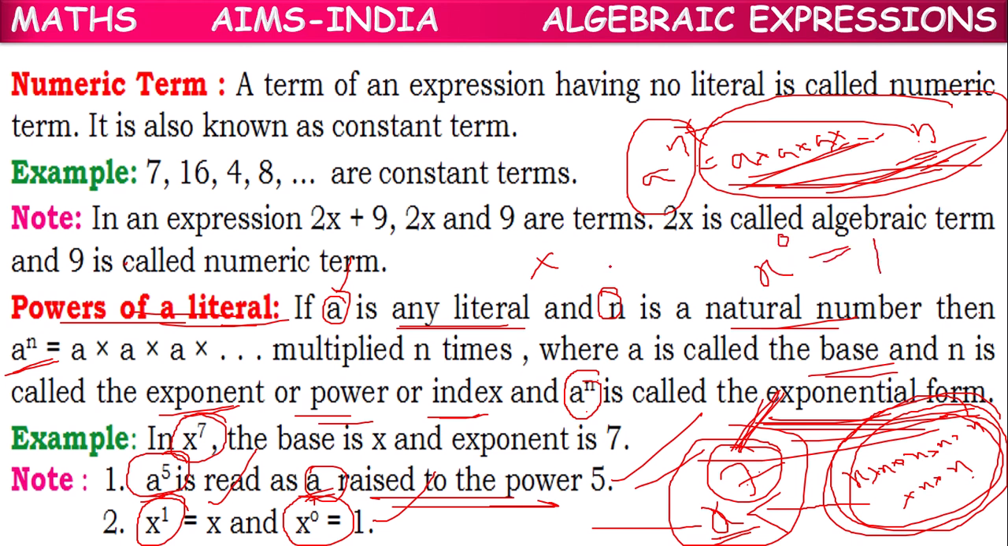In the base place, we may have a negative number, or a positive number, or a root 2 number, or a fraction. We can have any number, but if in the exponent place we have 0, then its value will ultimately be 1.